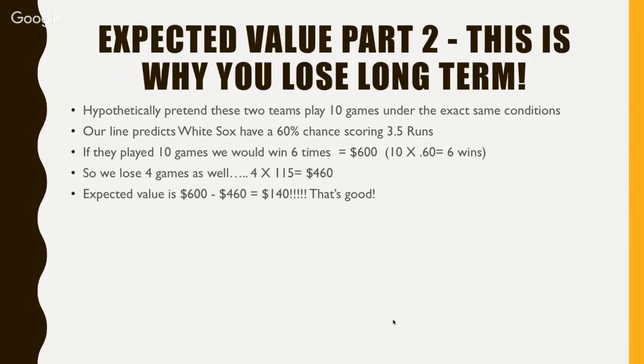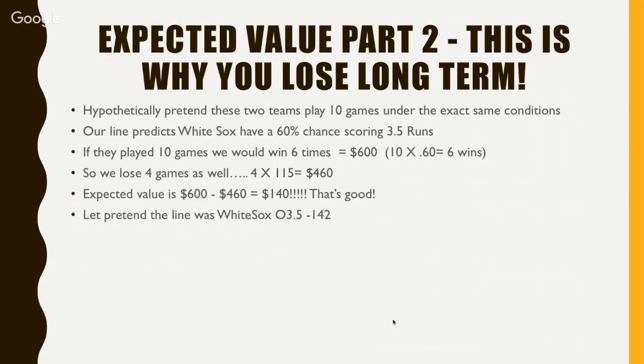Expected value is 600 minus 460 equals $140. So that's good. That's how you determine whether or not this is a good play. Pretty simple. You just hypothetically pretend they're going to play 10 games. They win 6 times 100 is 600. We lose 4 of those games. You have to multiply 4 times the amount of juice that we paid, which is 115. That equals 460. So the long-term expected value would be $140. You don't have to use the term expected value. I just threw that out there so that you guys would know what that is.